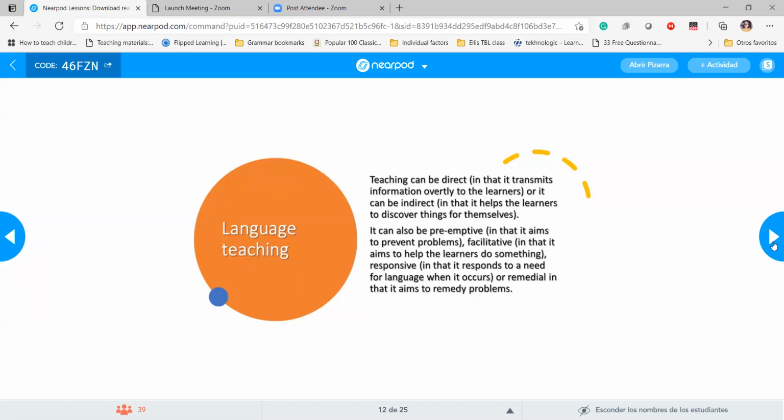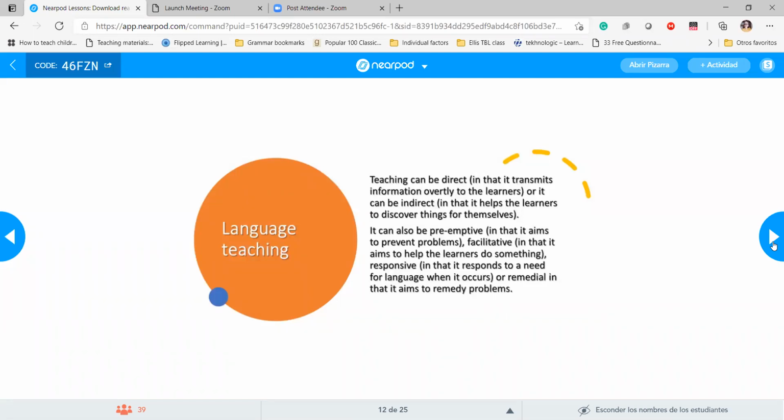Also, it can be preemptive, and that means that it's going to aim to prevent problems. So I'm going to see beforehand, what if my student asks me this, and I'm going to have materials ready for that. And what if students say this? So I'm going to have different types of resources in case there are problems. Also, it's going to be facilitative, and that means that I'm going to help learners do something. And in this way, they're going to be very practical, working, constantly moving and participating. Also responsive, where students are going to use a lot of output. They're going to respond by using the materials.